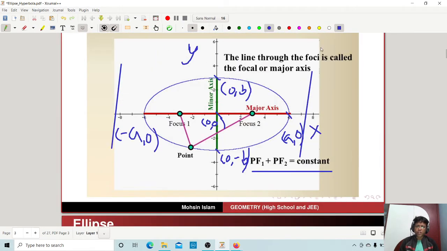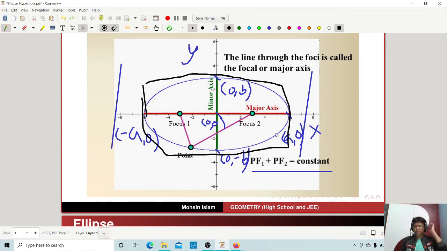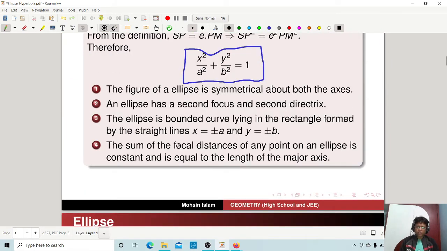So it is bounded by the rectangle. It is inside the rectangle. If you draw the rectangle, the ellipse is contained in the rectangle actually. Rectangle of sides 2a and 2b, length 2a and breadth 2b. The sum of the focal distances of any point on an ellipse is constant. That we already defined, and it is equal to the length of the major axis. This is another property. The sum of the focal distances of any point on an ellipse is constant and is equal to the length of the major axis. So what is the length of the major axis? 2a.